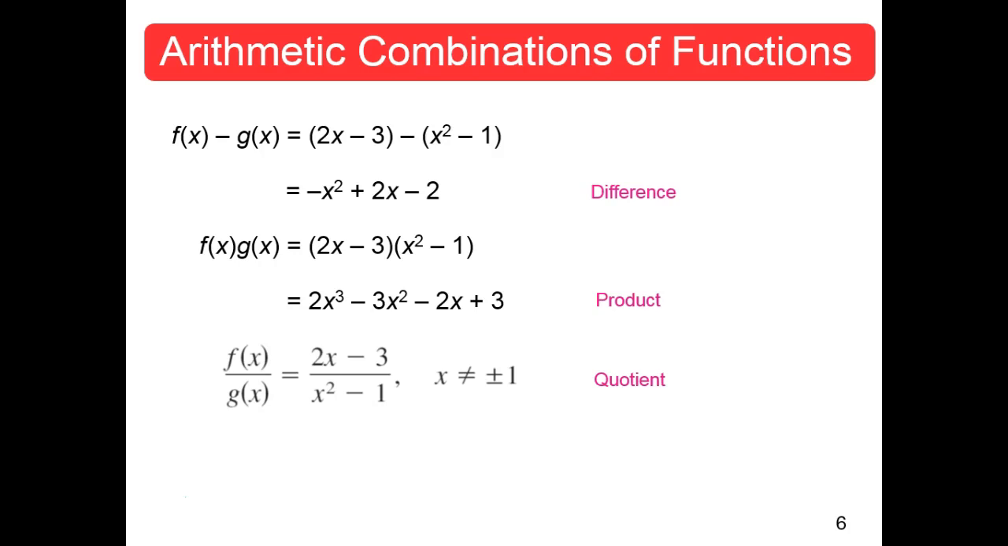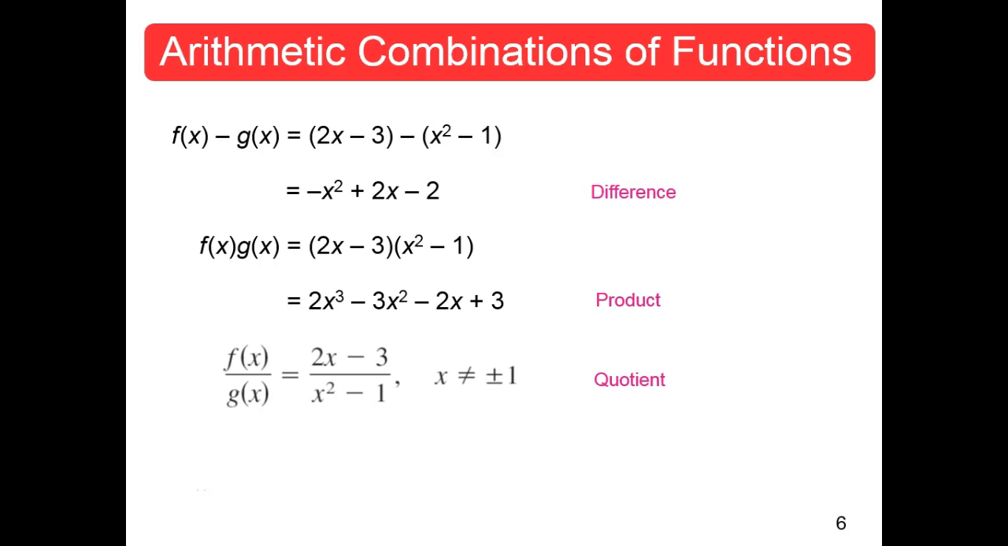Okay, what do you think multiplying the two functions together gives? Good old FOIL, isn't it? Multiply. 2x cubed minus 3x squared minus 2x plus 3. You got it. 2x cubed minus 3x squared minus 2x plus 3. Very good.